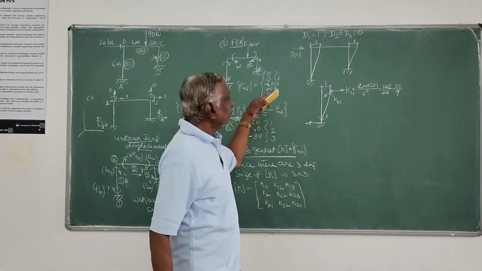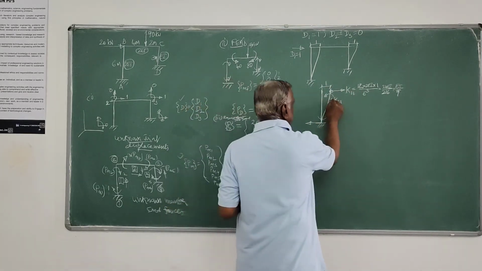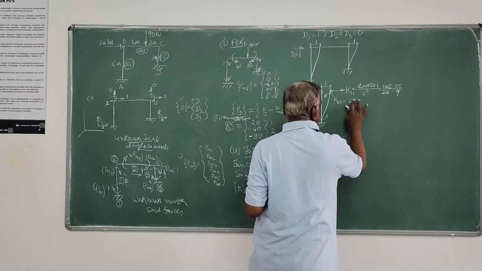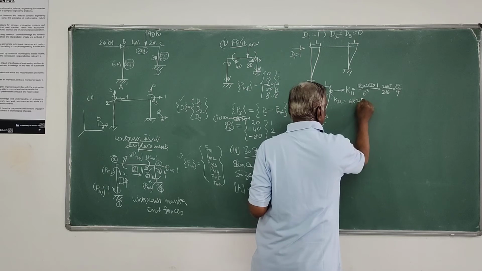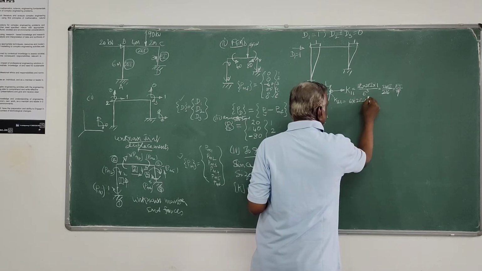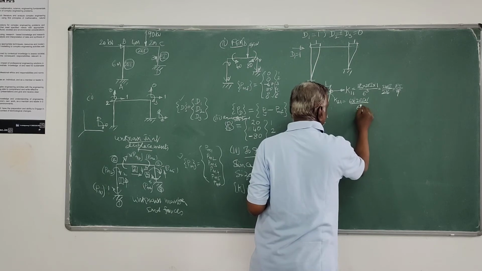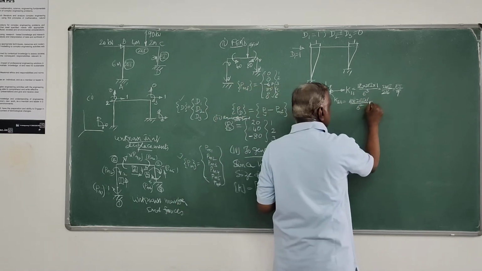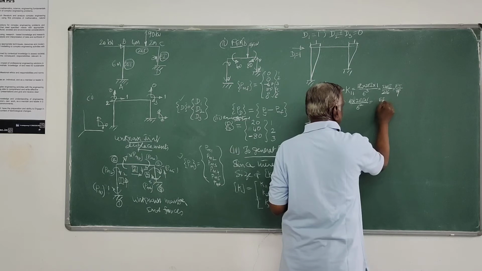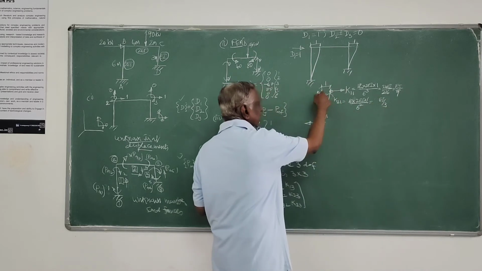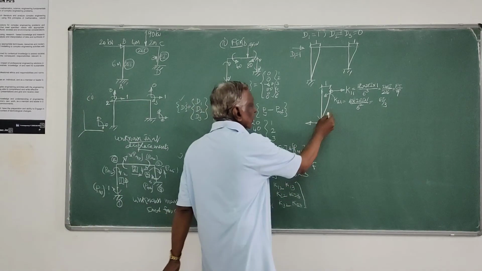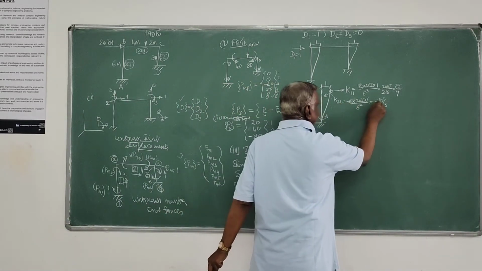That is the value of the K11. And this value will be 6 EI by L square, that is 6 into 2 EI delta 1 divided by L square. So this becomes EI by 3. And of course, it is in a direction opposite to the coordinate direction chosen, so this will be negative.